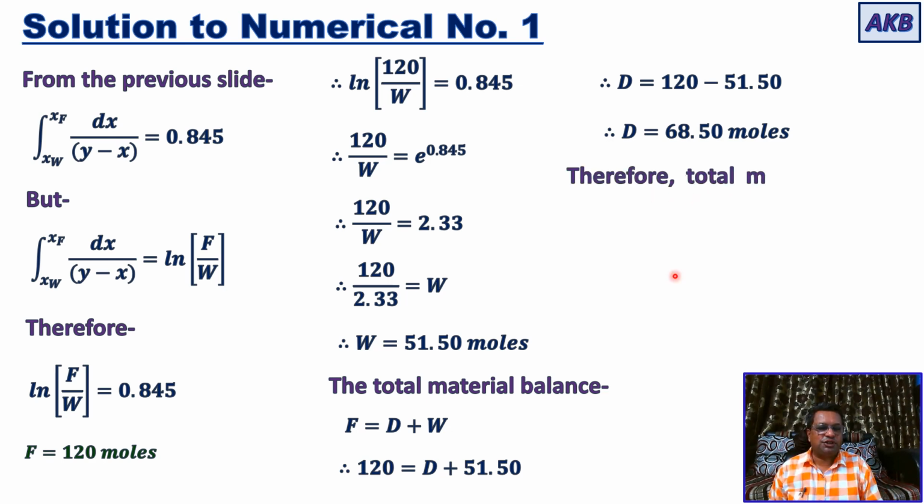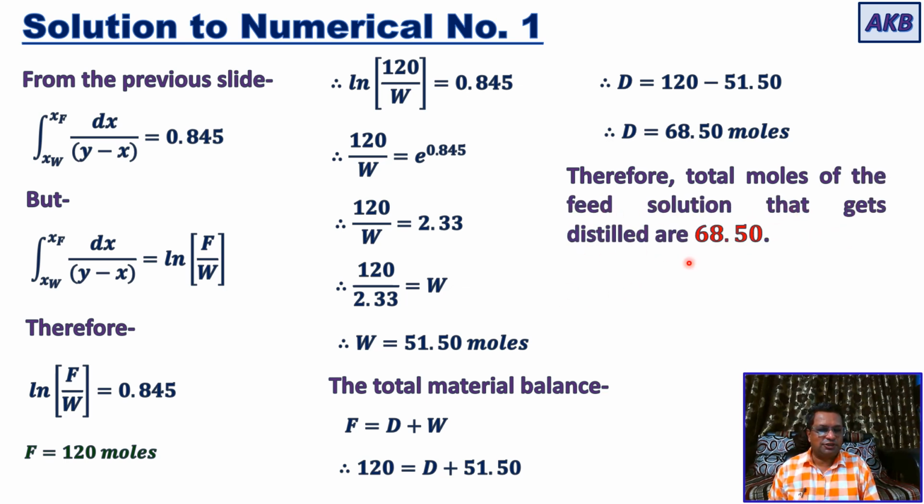So we have achieved the objective. Therefore, the total moles of the feed solution that get distilled are 68.50. In this way, you can solve numericals where you get the integral in Rayleigh's equation by plotting a graph. I hope you have understood how to solve such numericals, and I will solve one or two more numericals, or in my coming videos I will tell you how to solve the same numerical in other ways.